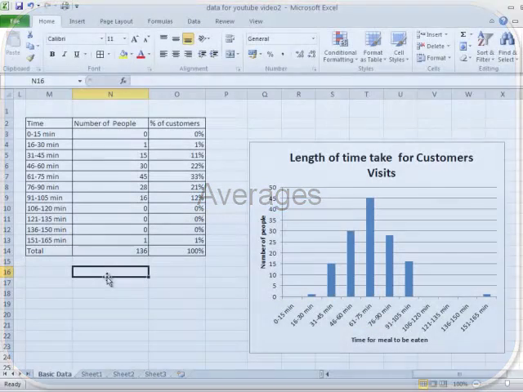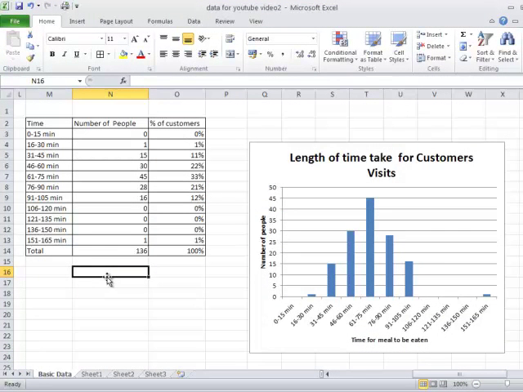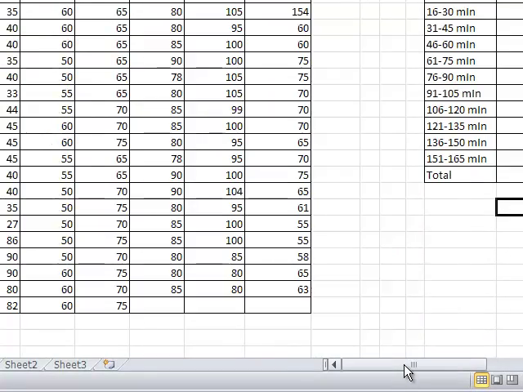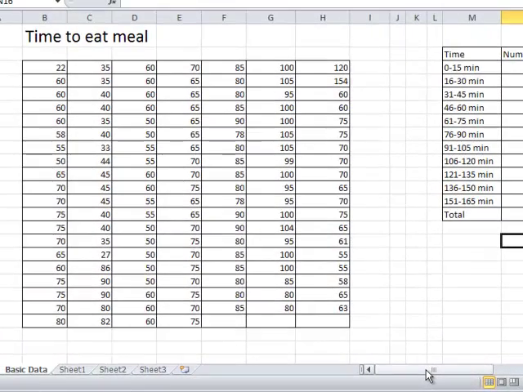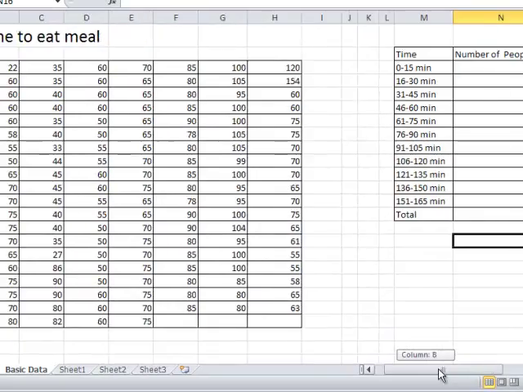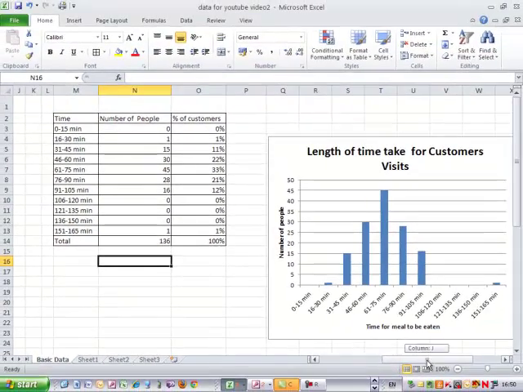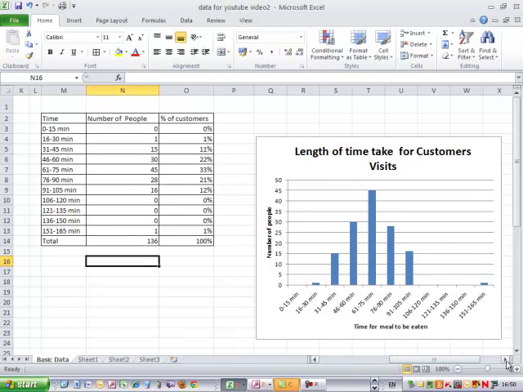We now have a table that shows us how long it took each customer to eat their meal and to leave the restaurant. We have started from the basic data of how many minutes it took. We summarised that into a table, then into a chart, and then converted the numbers to percentages to make them more simple to understand. We're now going to calculate the average.